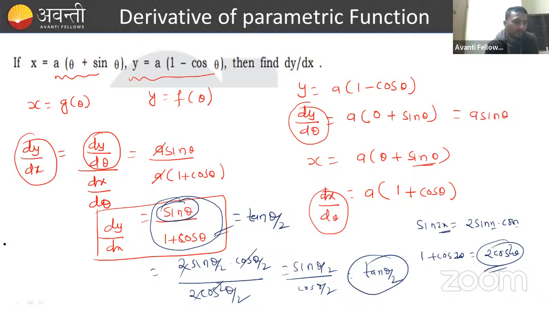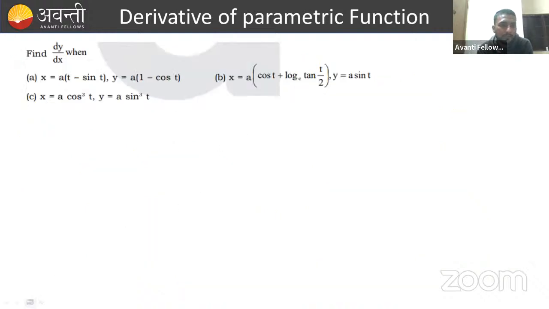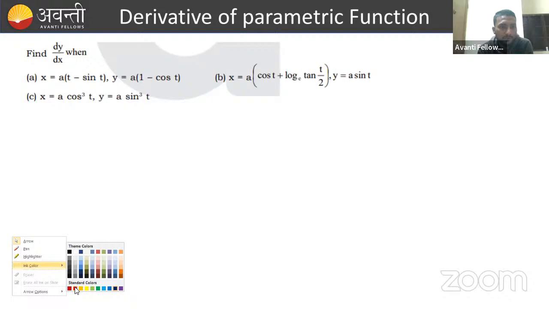Okay. So I hope it is clear to all of you guys. dy by d theta, dx by d theta. So time is over now. So you can solve other questions also, like this question.